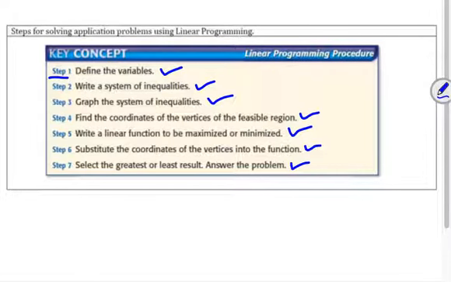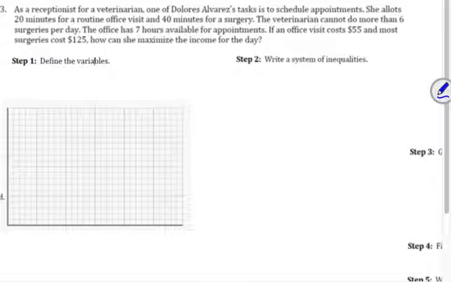Okay. So here's our first word problem. Actual application. A receptionist. Hold on a second there.